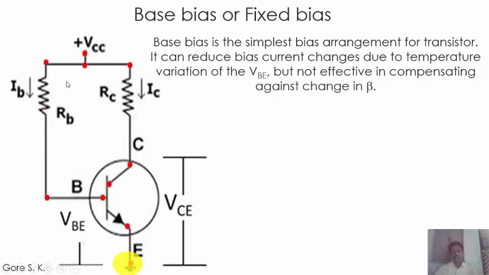In this circuit, as you know, we use only one resistor for the biasing, that is RB. So this is the VCC, and this is the IB, the current flowing through the base resistance. This is the RB, that is the base resistance. This is the VBE, this is the ground.